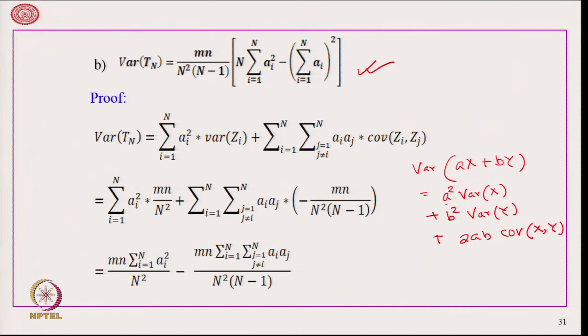When we generalize it, we get the variance of T_n is equal to Σ a_i² times the variance of z_i, i equal to 1 to n, plus we are looking at all pairs and trying to find the covariance of z_i and z_j. This is equal to Σ a_i² multiplied by mn upon N squared. This we have already found, that the variance of z_i is equal to this, plus the double summation a_i a_j multiplied by minus mn upon N squared into (N minus 1). This we have already found out.